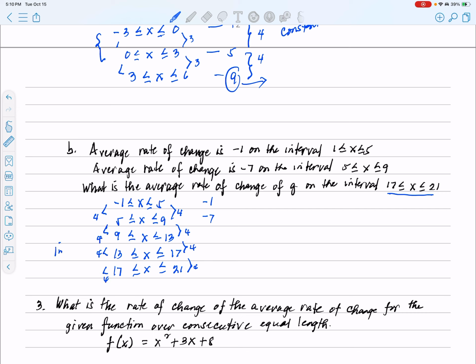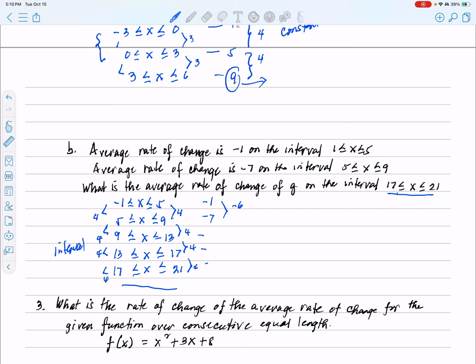So we have the interval, and this is the increase of the rate of change. So let's look at -1 and -7. From -1, it becomes -7. So we reach here 17. We stop because this is where the question is. So is it increasing or decreasing from -1 to -7? It decreased, right? It decreased by 6.